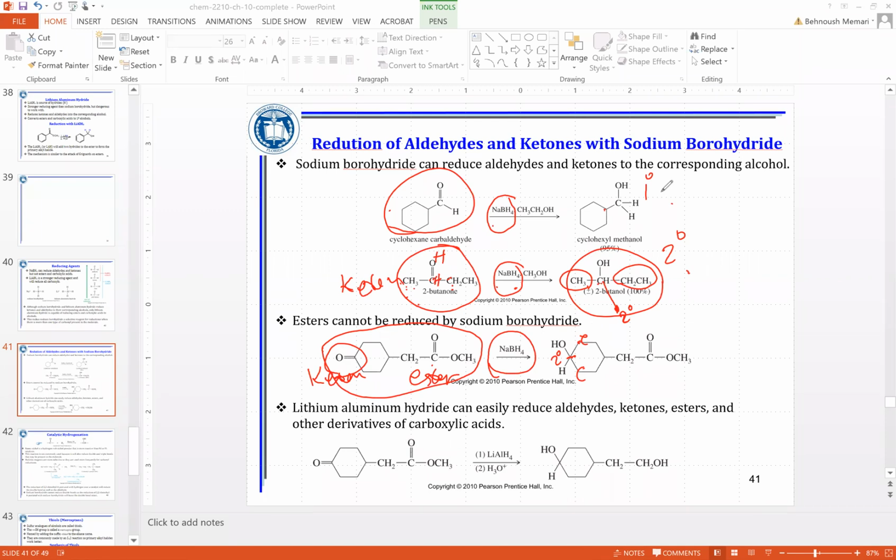So what happens to the ester on the product side? It remains. Why does sodium borohydride not reduce ester? Because it is a weak reducing agent, not a strong reducing agent. Sodium borohydride is a weak reducing agent. And if it's weak, it can only reduce aldehydes and ketones, and cannot reduce ester or acid chloride or carboxylic acid. It can only reduce ketone or aldehyde.